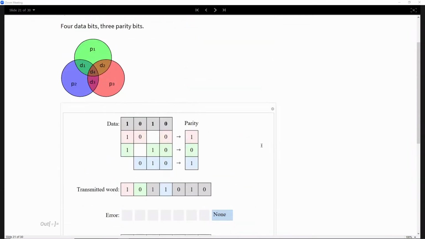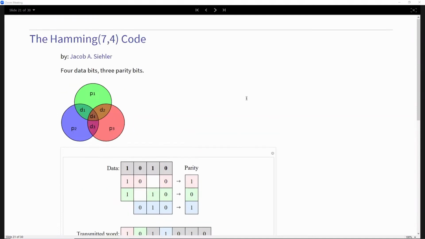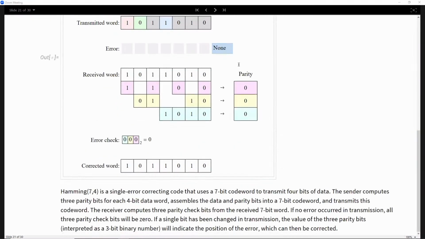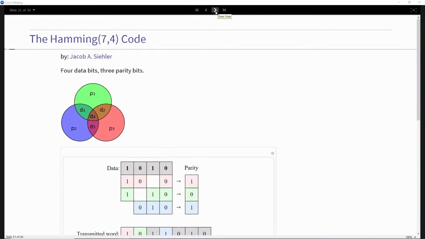We can extend that to larger Venn diagrams to make bigger Hamming codes. And I thought I was going to add another Venn diagram, but I forgot to.